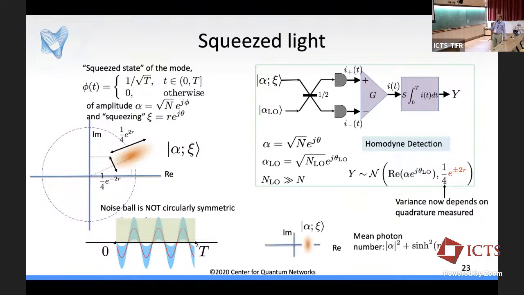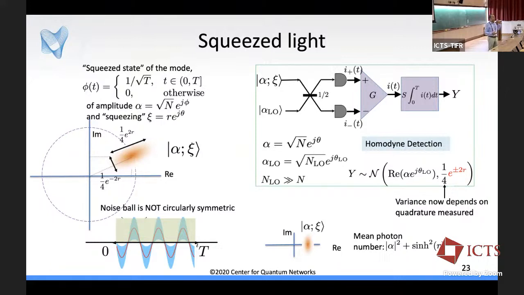Another important thing to remember: for a coherent state, the mean photon number was just the magnitude squared of the center of the ball. For a squeezed state, there are two contributions to the mean photon number. One comes from magnitude alpha squared, which is still the magnitude squared of that complex number, the center of the ellipse. But plus, there is an additional term, which is the sinh squared of this r parameter. So there are two contributors.